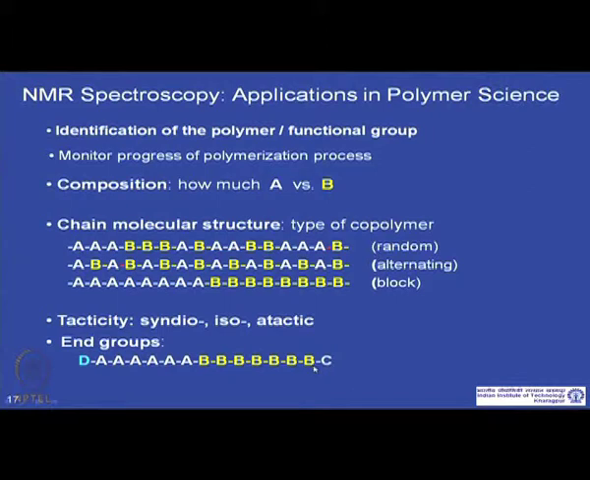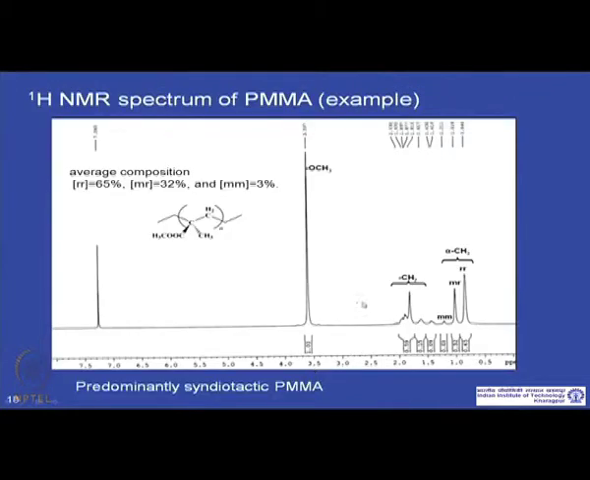Now, let us discuss a few examples. This is a proton NMR spectrum for PMMA. This is one example; not every PMMA made in the lab or in the plant should look like this, but it is one PMMA made in the lab, and this is the proton spectrum of that particular PMMA sample.